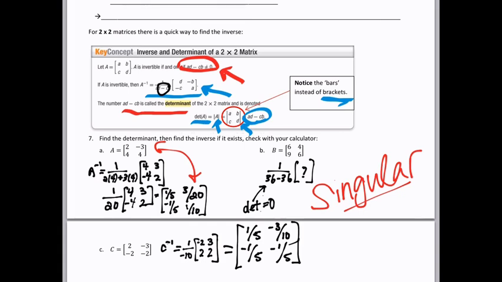It'll work out to be a singular matrix. Alright, so C works out fine though. You get a couple fractions. Again, you can check that by multiplying it by that original matrix.